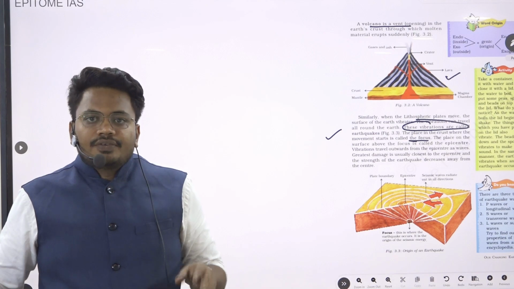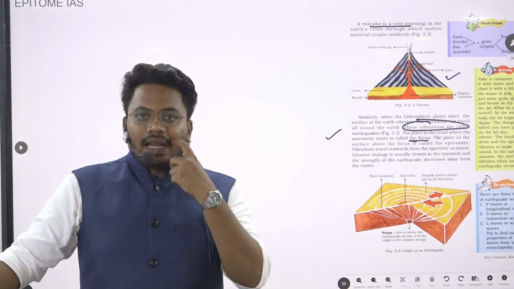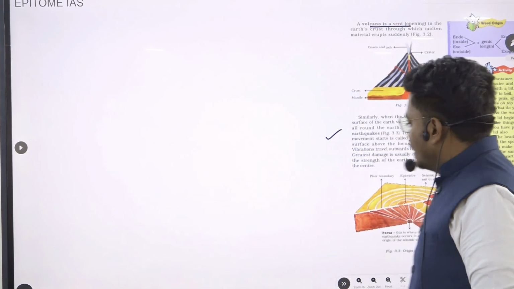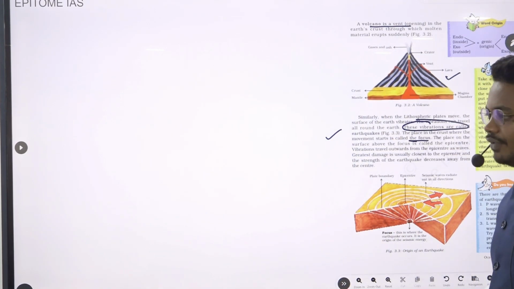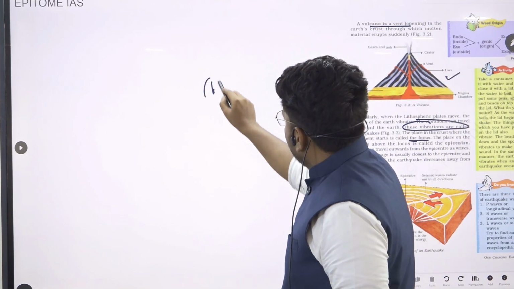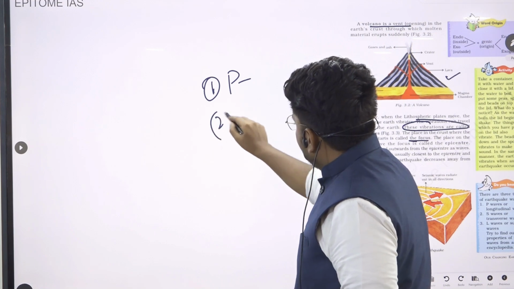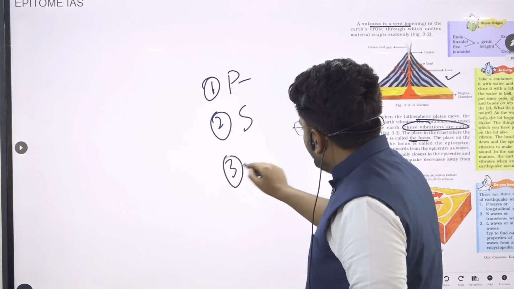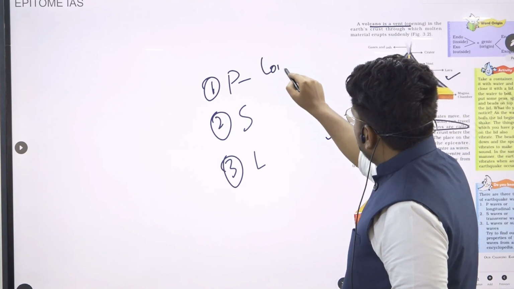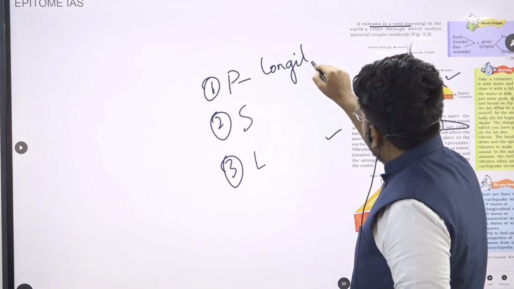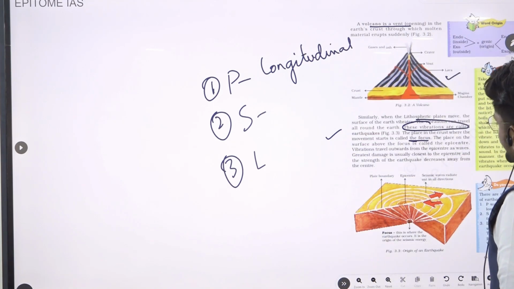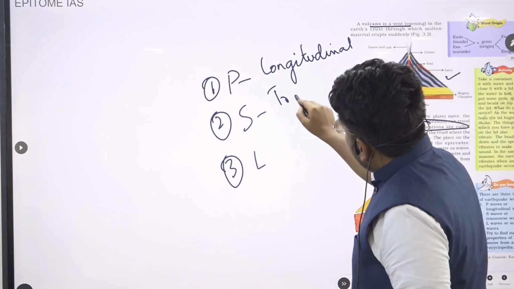Now the point here is, if you see the types of earthquakes that we are having, we can differentiate the seismic waves which were generated because of this earthquake into three. One, P waves. First type is P waves. Second type is secondary waves. Third type is L waves. And these P waves are also called longitudinal waves. And secondary waves, that is S waves, are also called transverse waves.